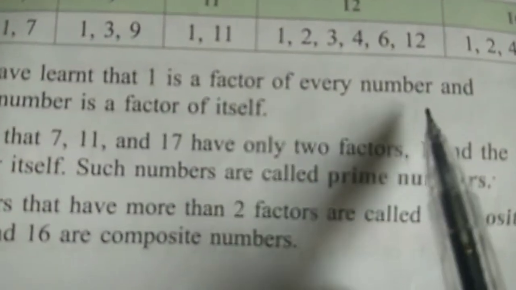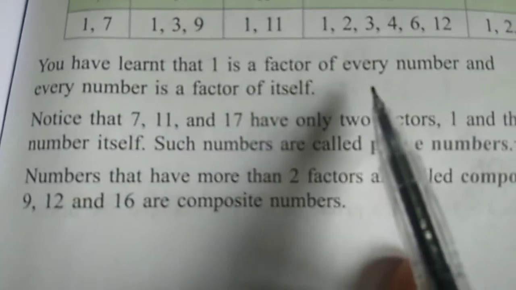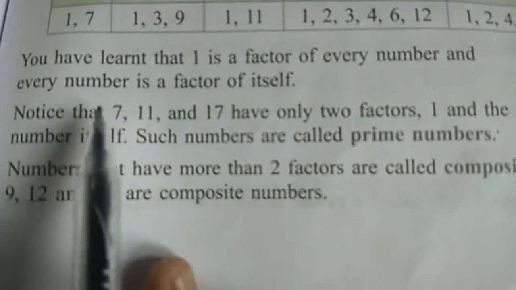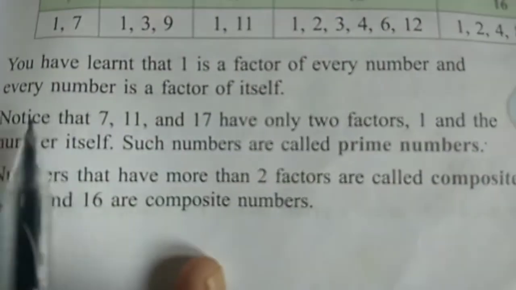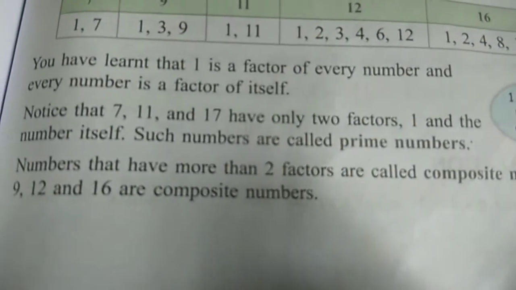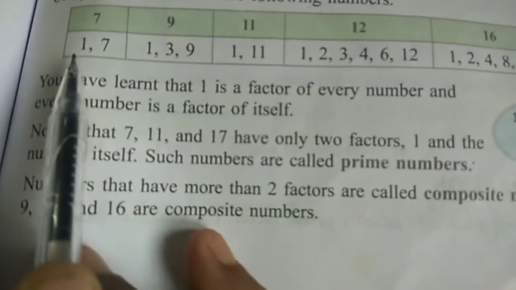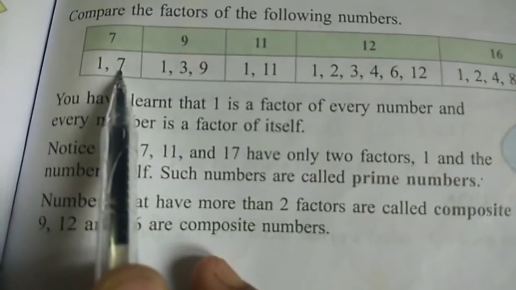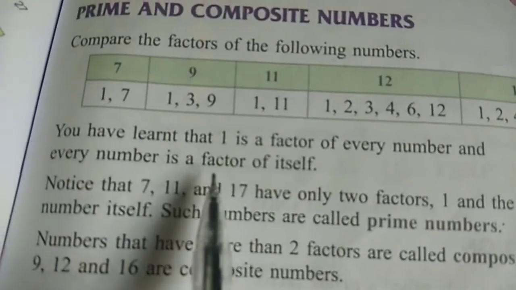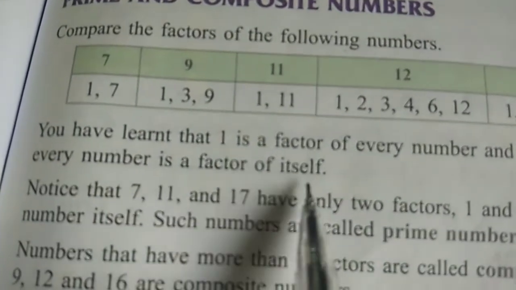Only these two go. You have learned that 1 is a factor of every number. For all numbers, 1 goes, isn't it? And every number is a factor of itself. If 1 goes, then the number itself goes again, isn't it? So every number is a factor of itself.